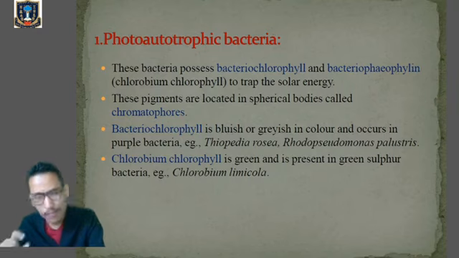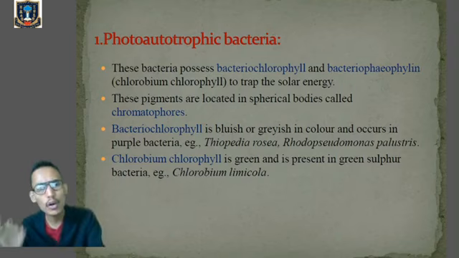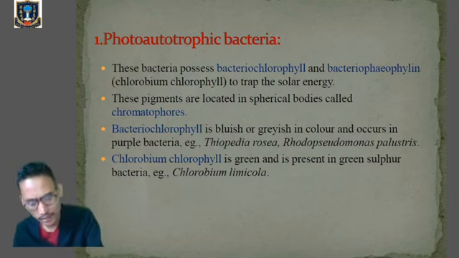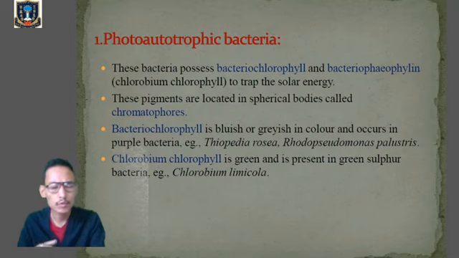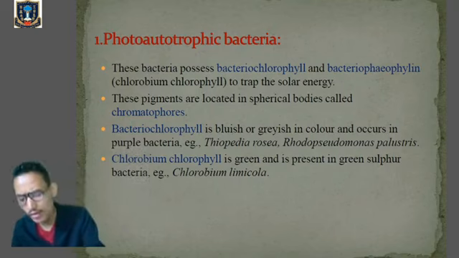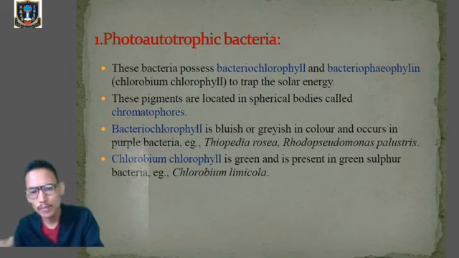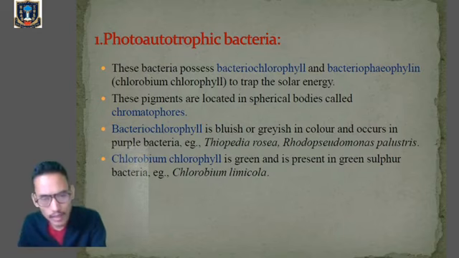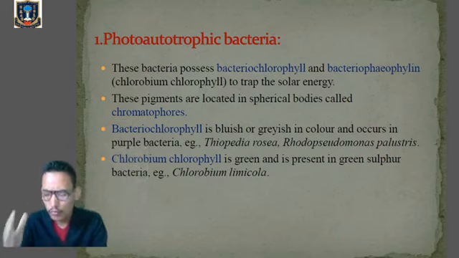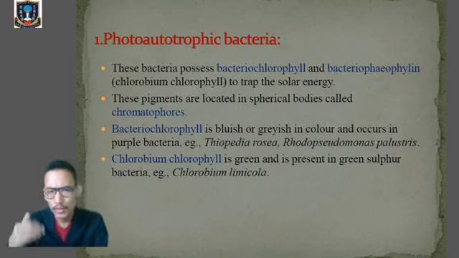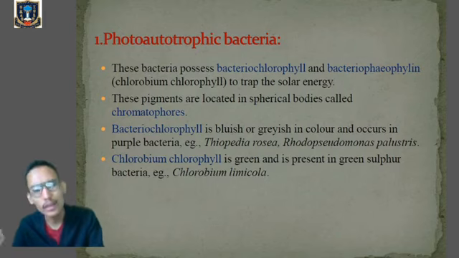The bacteria that make their food by the help of solar energy are called photosynthetic or photoautotrophic bacteria. Clear? And those bacteria which produce food by means of chemical reactions are called chemosynthetic or chemoautotrophic bacteria. Now we are going to discuss the photoautotrophic bacteria, where the bacteria are able to prepare food by using solar energy.